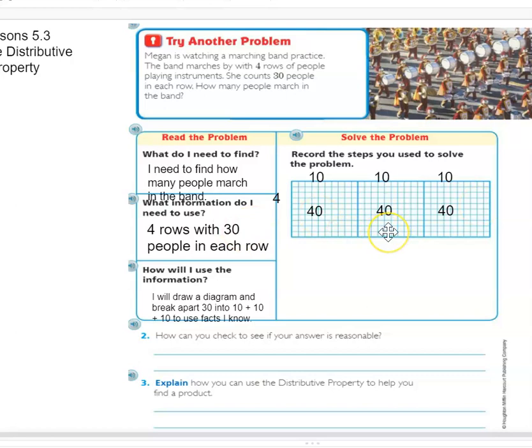Okay, and then I would add those all together, 40 plus 40 plus 40. See if you can figure out what that equals. Now here I have to record the steps that I use. So first, I didn't shade mine because it's a little difficult for me to shade it on the program that I have. So I'm just going to write that I would shade 4 rows of 30, or 10 plus 10 plus 10.